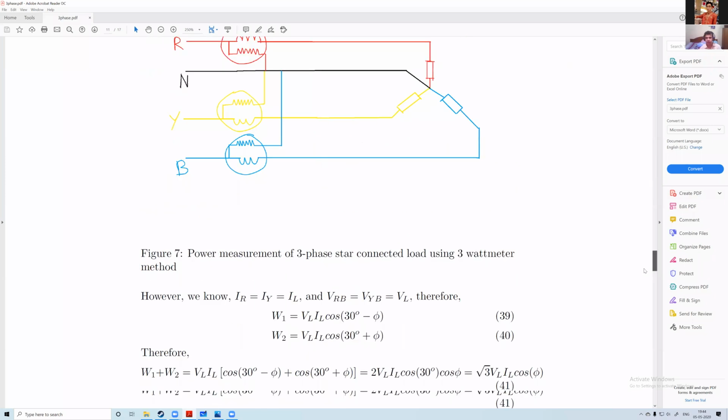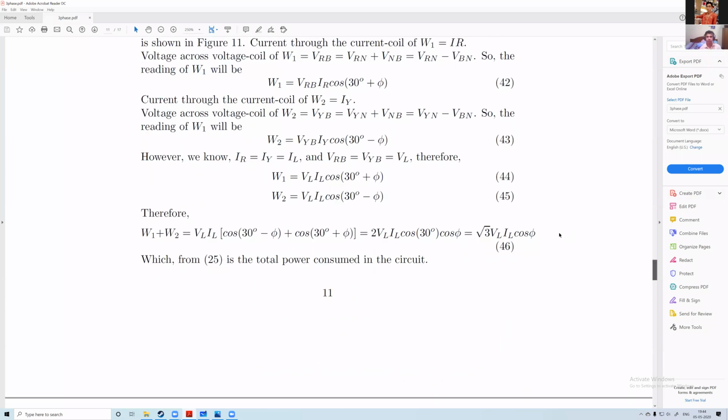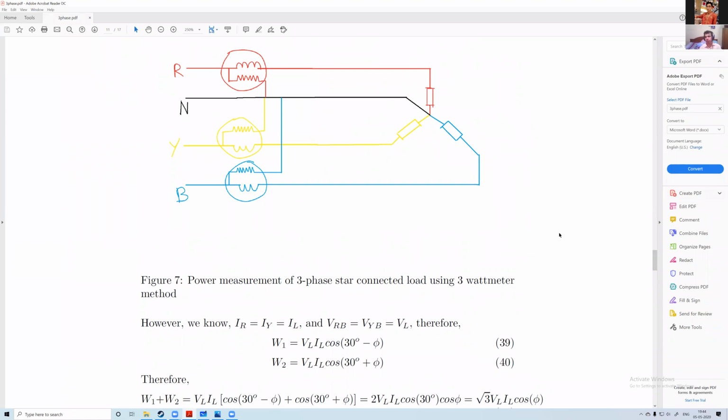So any questions? I am showing it for star, but it is valid for delta as well. Maybe you can try this. I will give this as an assignment. We'll do an assignment day after tomorrow maybe. I will use some questions. So this will be one of the questions. Do the same thing for delta.